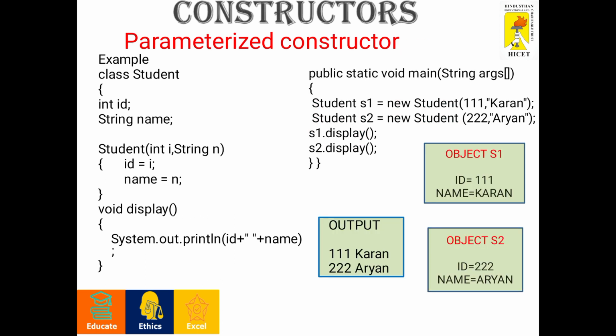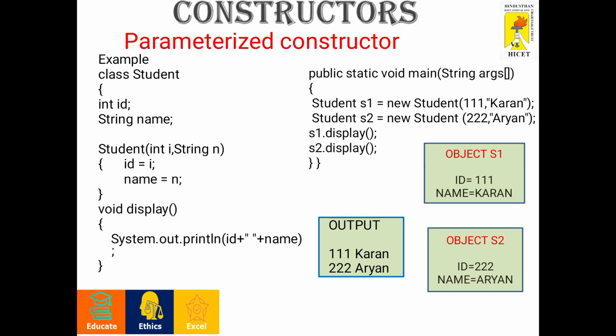Next, the parameterized constructor, which means the constructor with parameters. A parameterized constructor is used to provide different values to two distinct objects. However, we can provide the same values also. In this example, we have created the constructor of the student class that has two parameters, and we can have any number of parameters in the constructor.